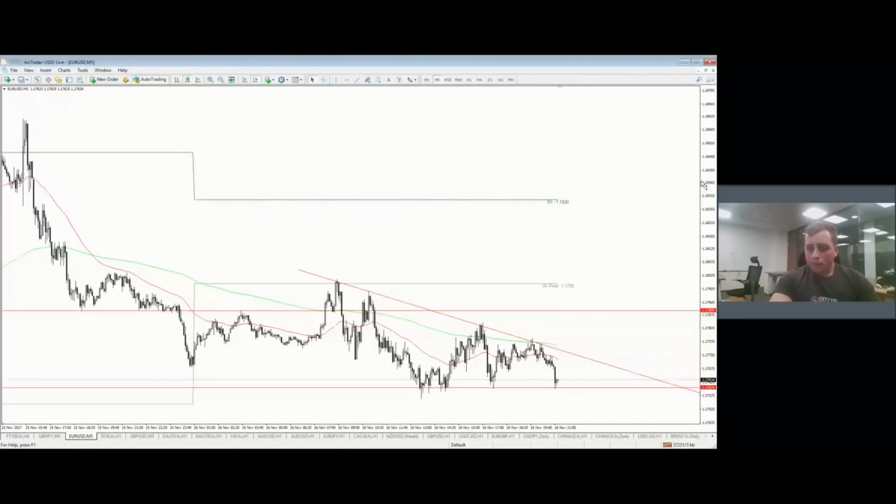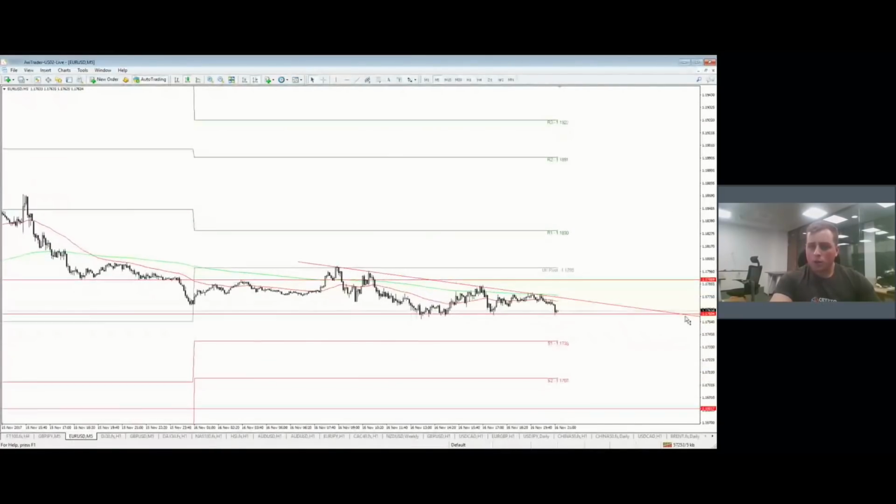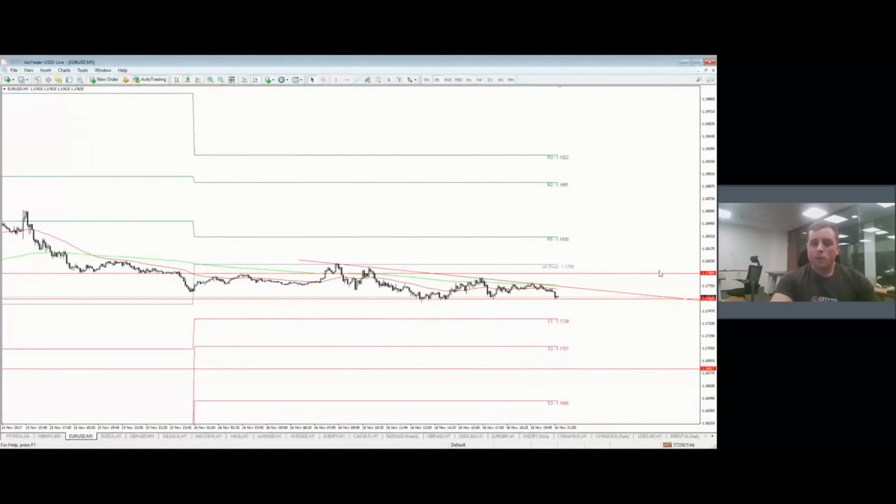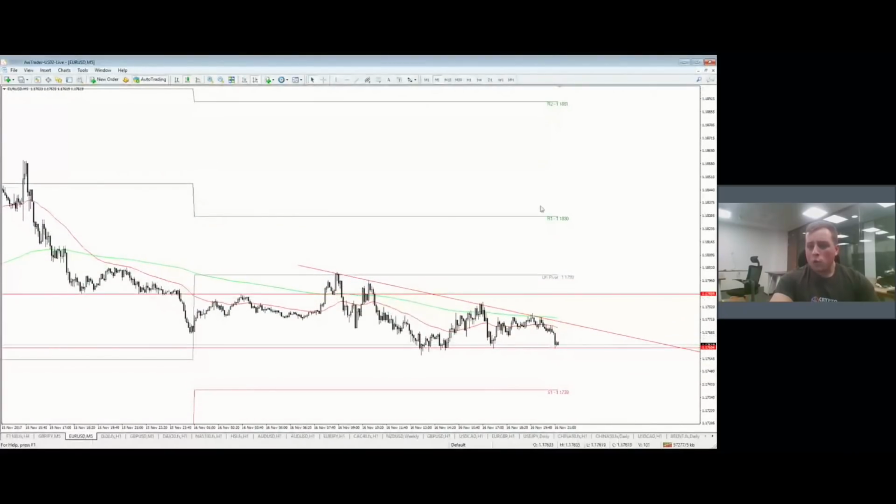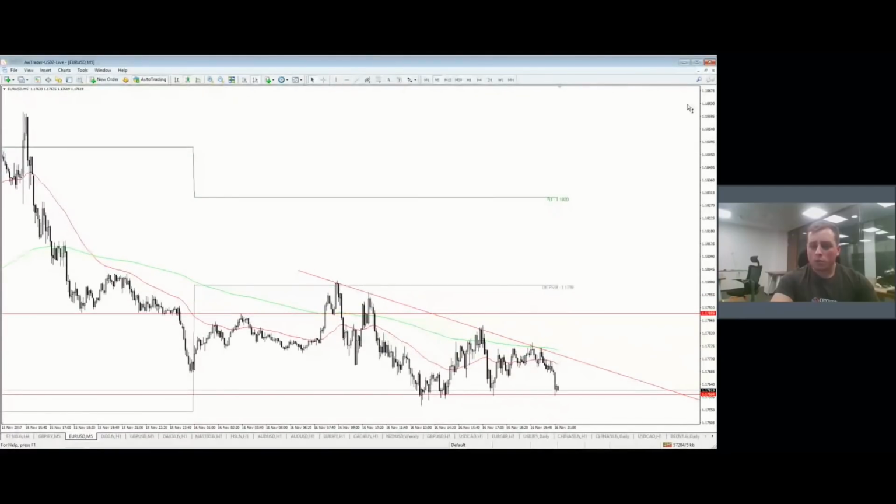The pivot, if I zoom out, then R1, R2, and R3. Then what it will do is it will create S1, S2, and S3. So R1 is resistance 1, resistance 2, and resistance 3. And S1 is support 1, support 2, and support 3. So this shows you where the market could potentially hold up and also where it may sell off when it hits the R1, R2, and R3 levels. So one simple rule that I want you to note down is it's all about building a picture of the market. So as you can see here, we have the red below the green.